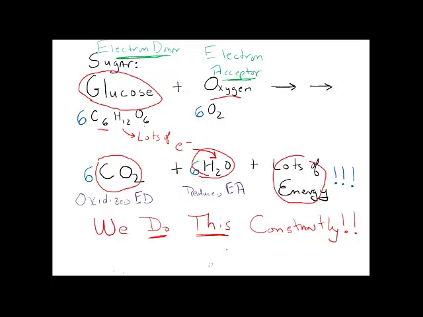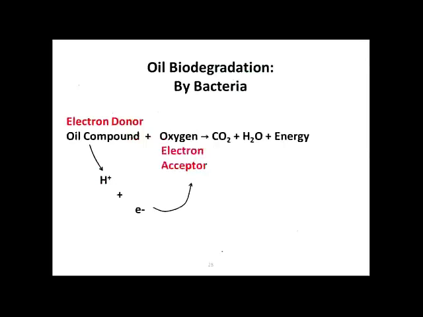Any questions on that? So the key is we need an electron donor and we need an electron acceptor. So do the organisms that degrade oil. The oil compound is the electron donor. It's going to give off those hydrogens and electrons. And the oxygen is the preferred electron acceptor. So the oxygen that's dissolved in seawater is the electron acceptor that the microbes use preferentially, because you get lots and lots of energy. And what they form is CO2 and water and energy. And the bacteria are what is doing this. Okay? Everybody set.